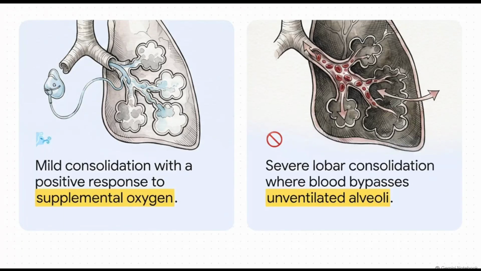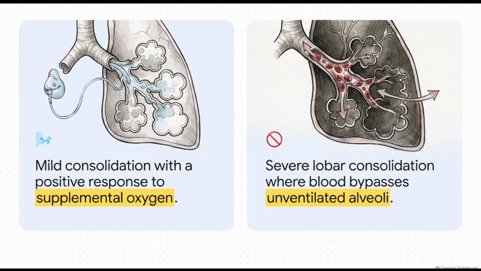Of course, the absolute most dangerous complication of all this fluid is hypoxia, a severe lack of oxygen. Let's break down how this escalates based on severity. In a mild to moderate consolidation, you get what's called a V/Q mismatch. Some air still gets in, but it struggles to cross that barrier of fluid. Giving these patients supplemental oxygen usually helps overcome that.